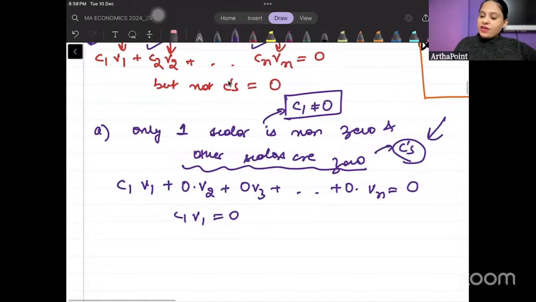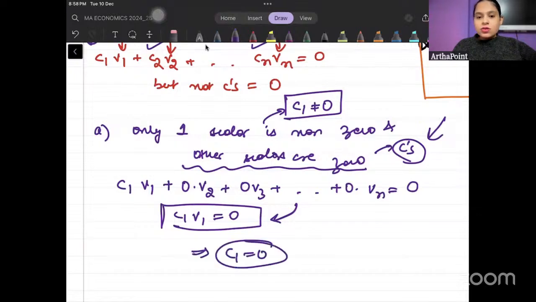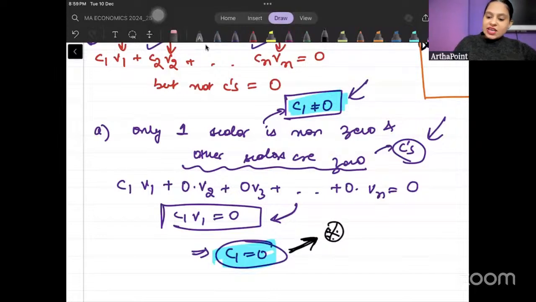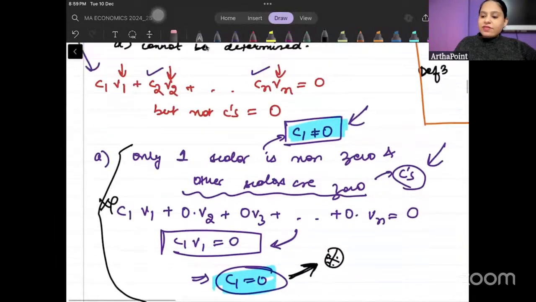So now we have got this as C1 V1 equal to 0 when we simplify this thing. अब एक बात बताओ, what is given to me in the question? That all vectors are non-zero. So if all vectors are non-zero, what will I get? I will get C1 as 0. But option A says that C1 is non-zero. One scalar is non-zero. So I have reached a contradiction. This is the sign for contradiction. So I can say that option A cannot be correct because I've reached a contradiction.